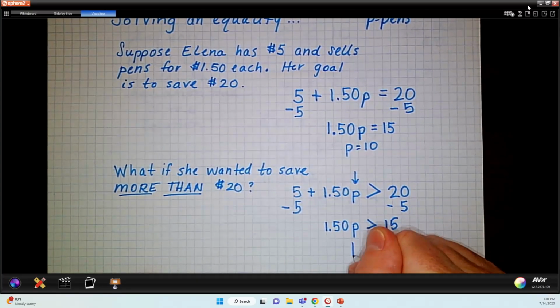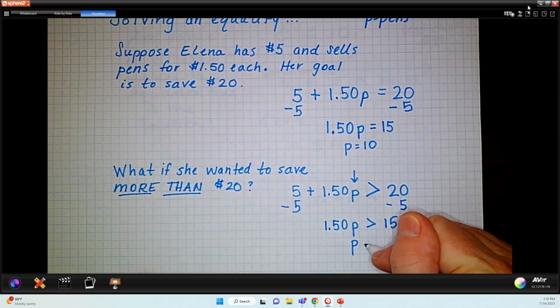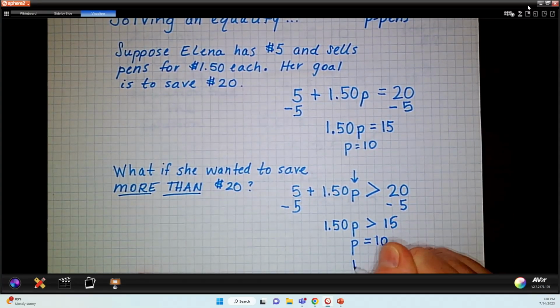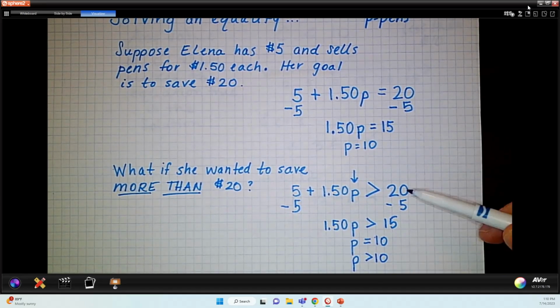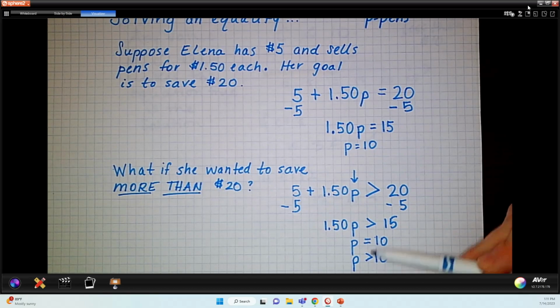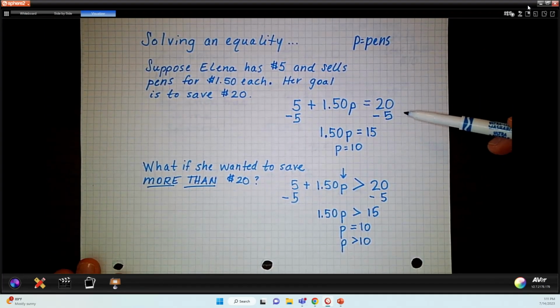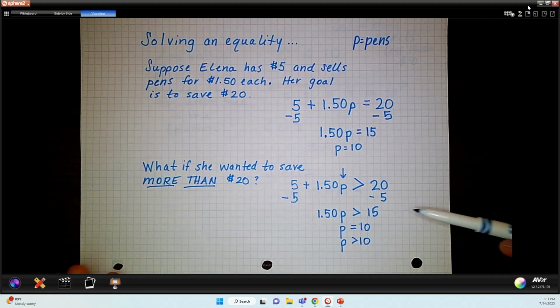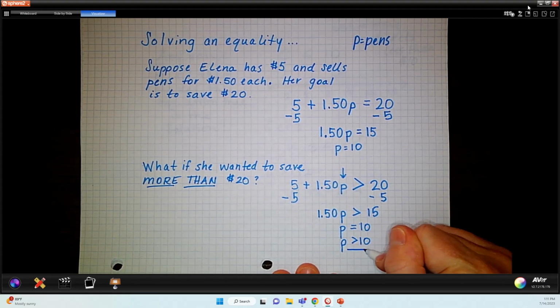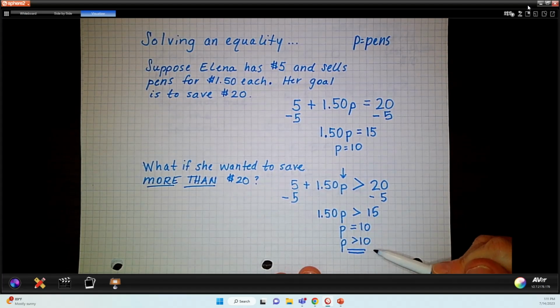So our answer, instead of saying P would be equal to 10, we would say P would have to be greater than 10, because in order for her to make more than $20, the number of pens that we're going to sell has to exceed or be more than 10. If they think of what they learned in the previous units on solving basic equations, they're setting it up the same way, but when they are getting their answer, we're looking at this as an inequality.